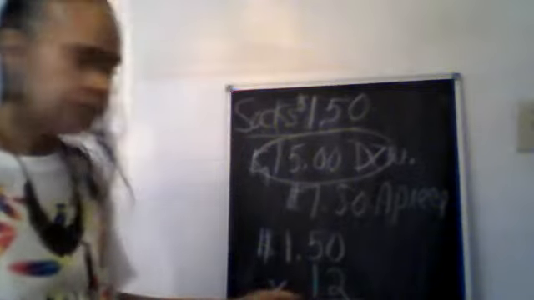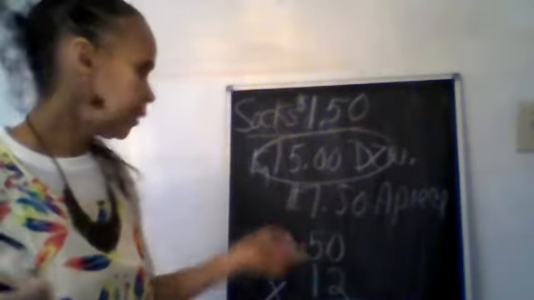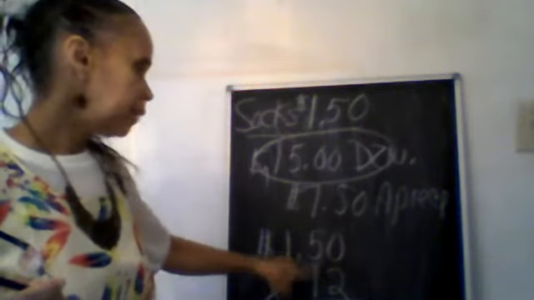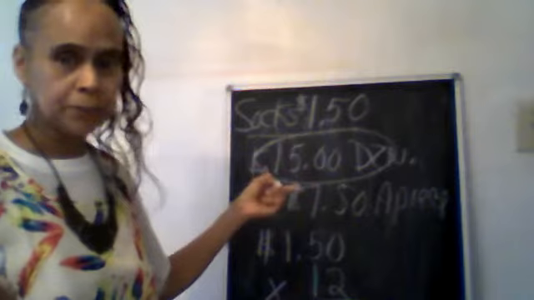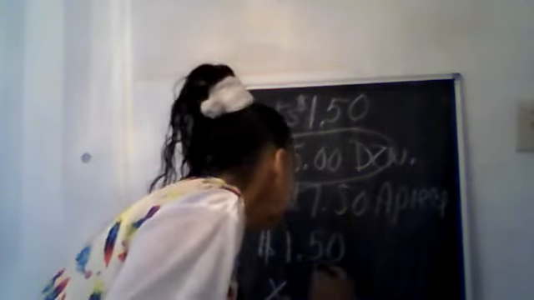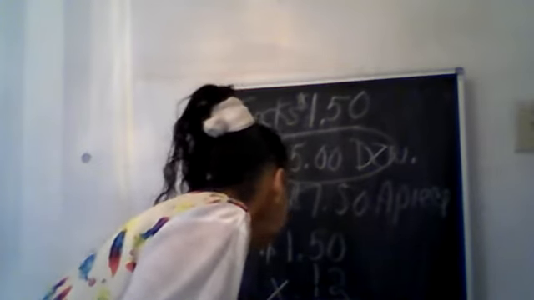So let's take the $1.50 and multiply that by 12. So first of all, we can see how much each costs. It costs $1.50 per pair. And if you got 12, I will multiply 12 by $1.50. 1 times 0 is 0. 1 times 5 is 5. 1 times 1 is 1. So it's going to be more.